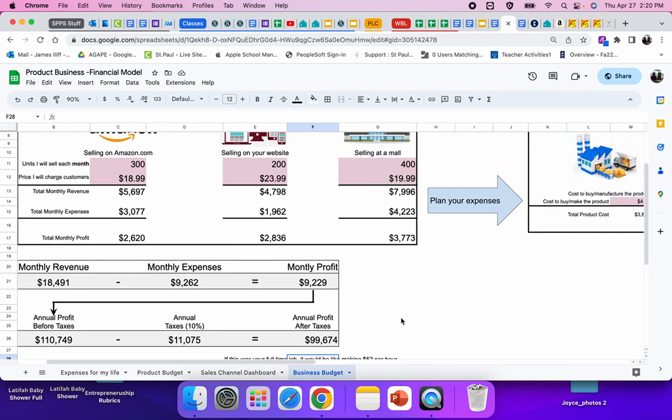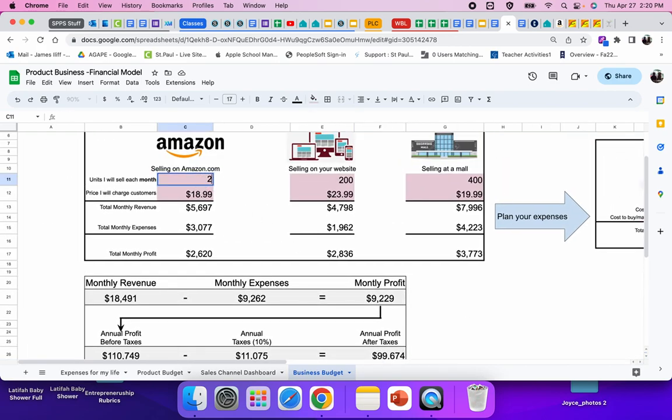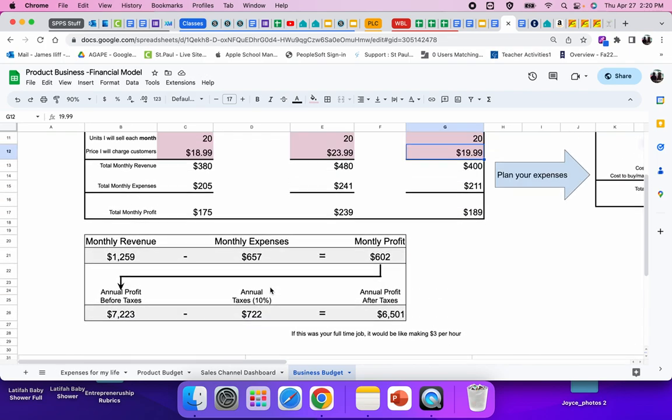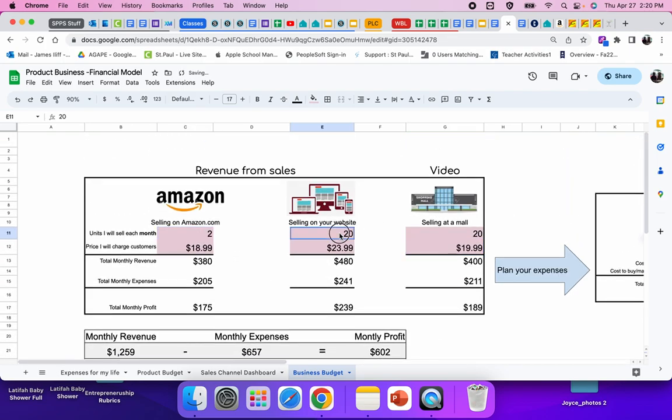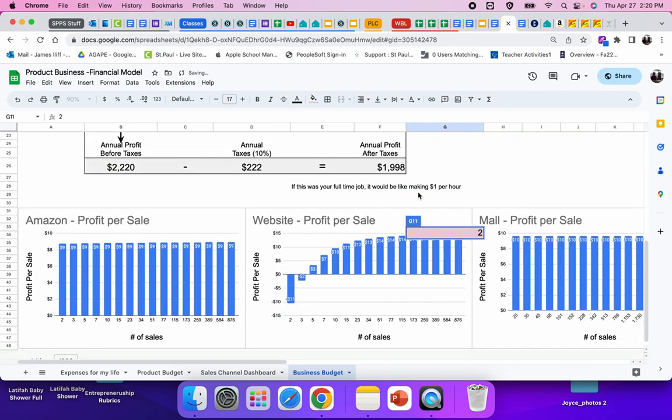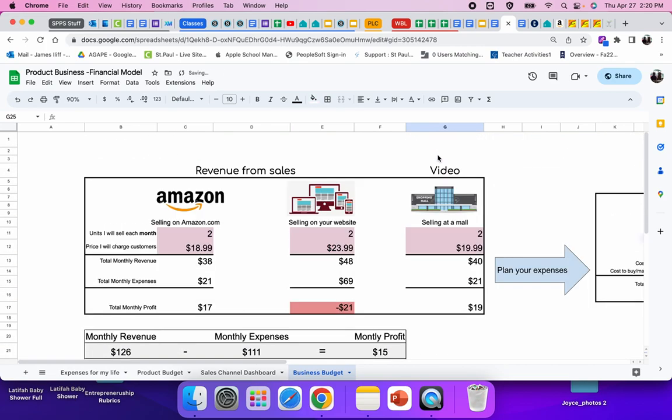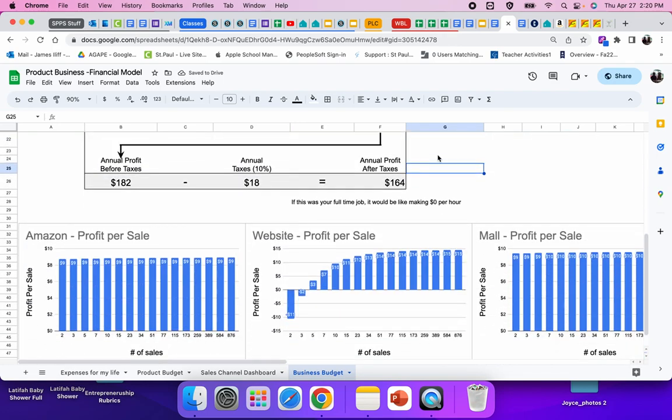Okay, the last thing I want to show you is this. Let's say that we sold 20 units across all these channels per month. Every month we sold 20. So what's interesting is down here are some graphs that are going to show you profit per sale. So every time you make a sale, how much profit are you making? So if you sold 3 of these, you'd be losing money. So let's do that.